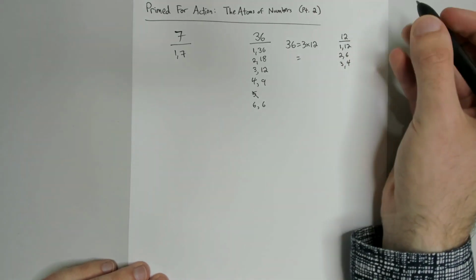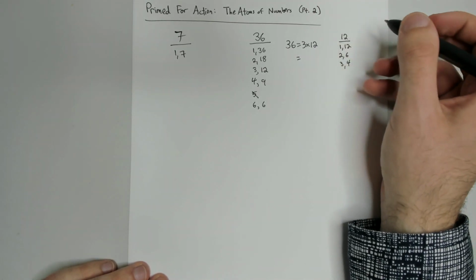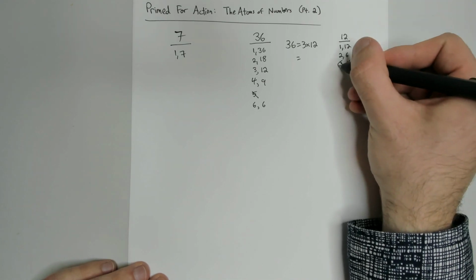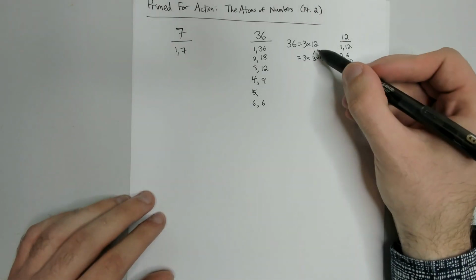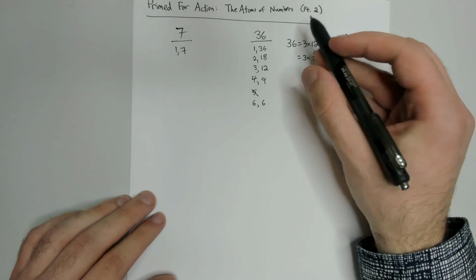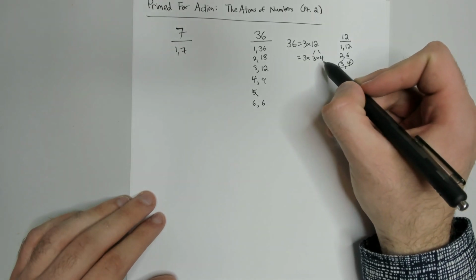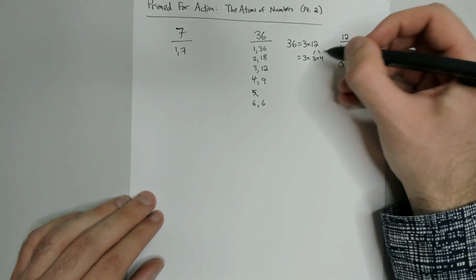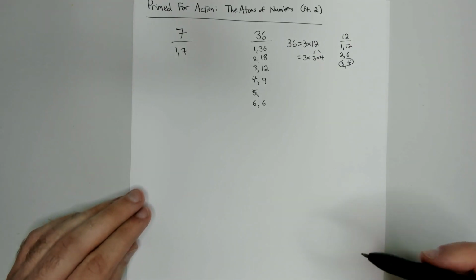So what I'm going to do now is replace this 12 with another group of factors. Let's go with 3 and 4. So if I do that, 12 is going to be split up into 3 times 4. So 36 equals 3 times 3 times 4, because 36 equals 3 times 12, right? So these are the same expression.